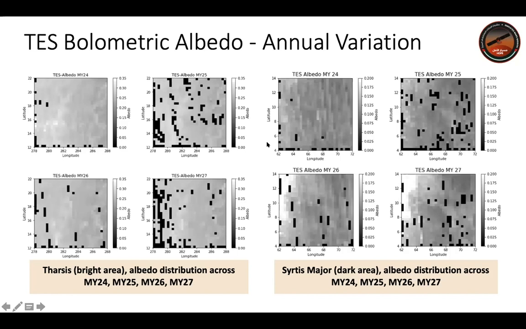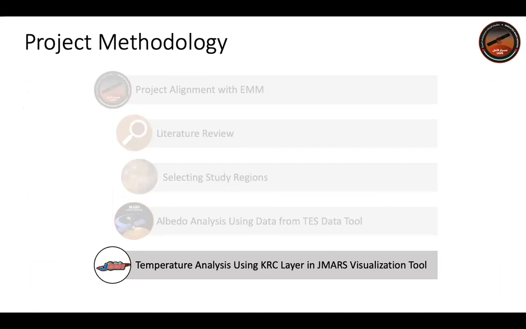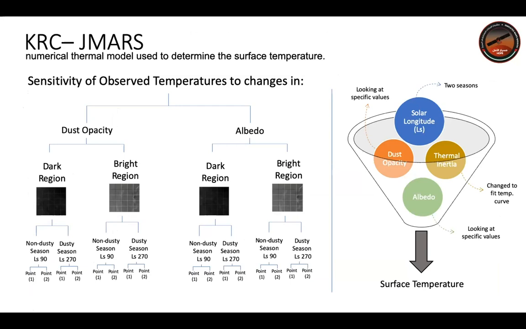Then moving into temperature analysis using the KRC layer and the JMARS visualization tool. JMARS is a visualization tool that allows the end user to look into and visualize different data sets from different planetary missions. KRC, on the other hand, is a numerical thermal model used to determine surface temperatures. So how do we get that surface temperature?